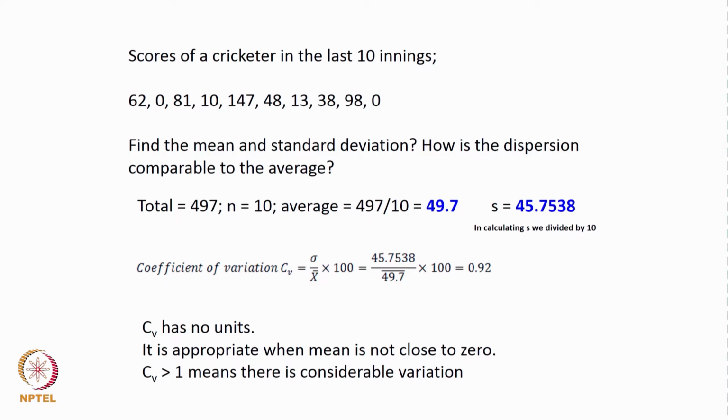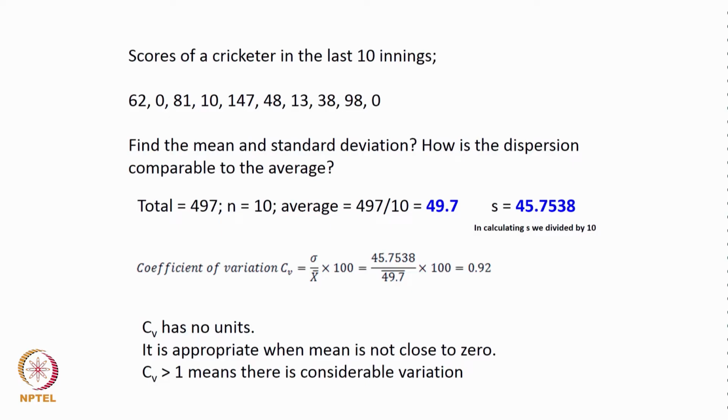So, let us assume that these are the 10 scores of a cricketer in the last 10 innings. These numbers are given: 62, 0, 81, 10 and so on. First, let us find out the mean or the average and the standard deviation, and let us answer this question: how is the dispersion comparable to the average? So, the total of these 10 scores is 497. So, n is equal to 10, the number of observations. The average is 497 divided by 10, which is 49.7.